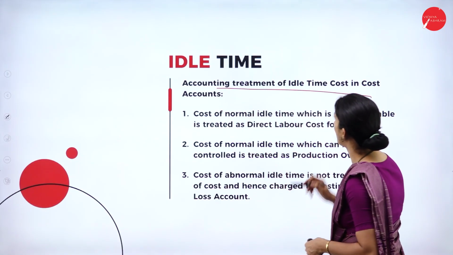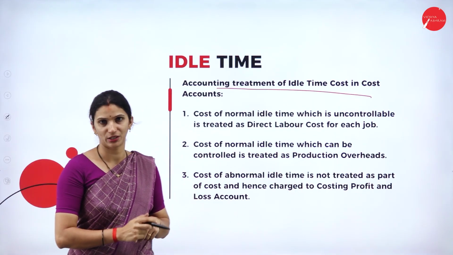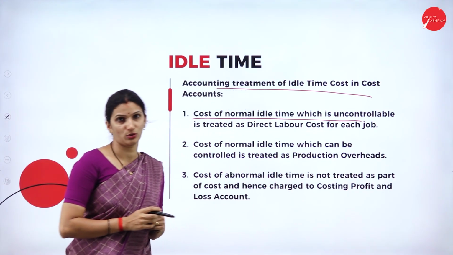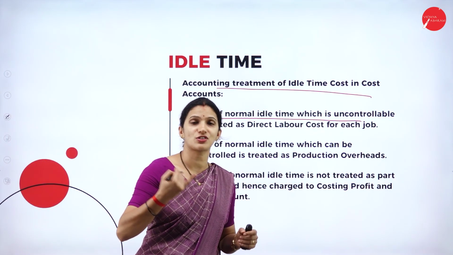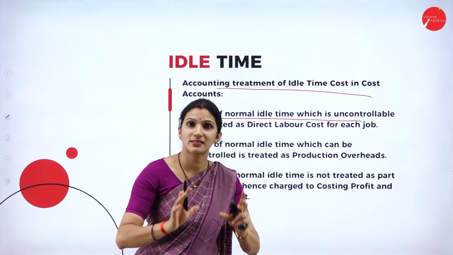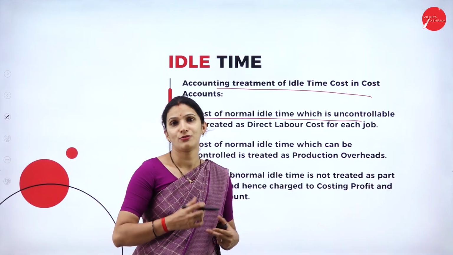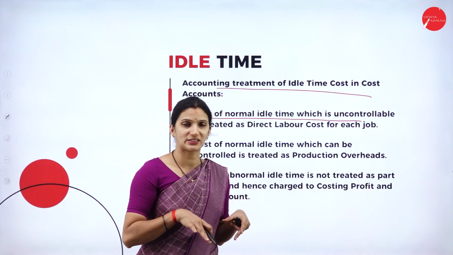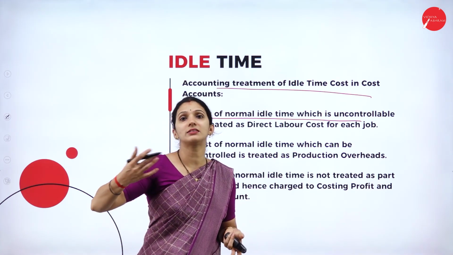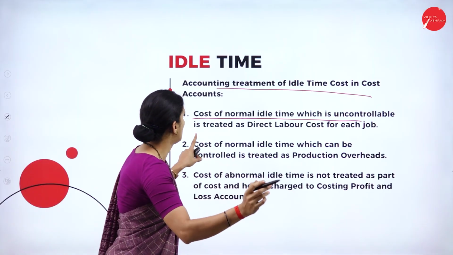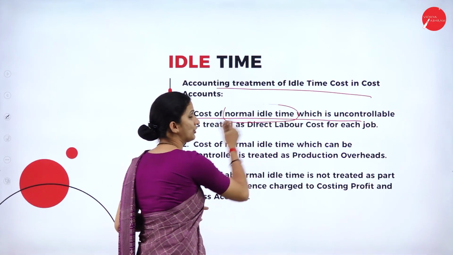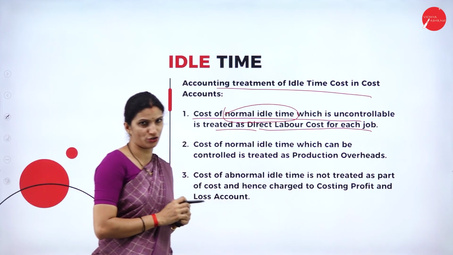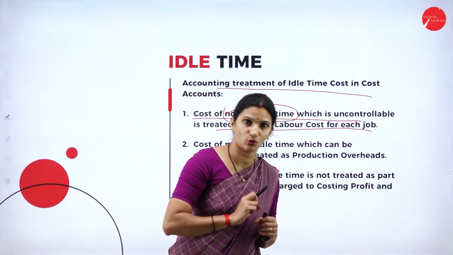And what is the accounting treatment for idle time in cost accounting? One, it is the cost of normal idle time, which is uncontrollable. All these production causes, administration causes and economic causes are there. There are certain causes that are uncontrollable. For example, the seasonal changes in the product. That is not in the hands of the organization or the business, so we call it the uncontrollable causes. For those costs, we call it the normal idle time, and that is treated as the direct labor cost for each job. So that is the cause which is uncontrollable.